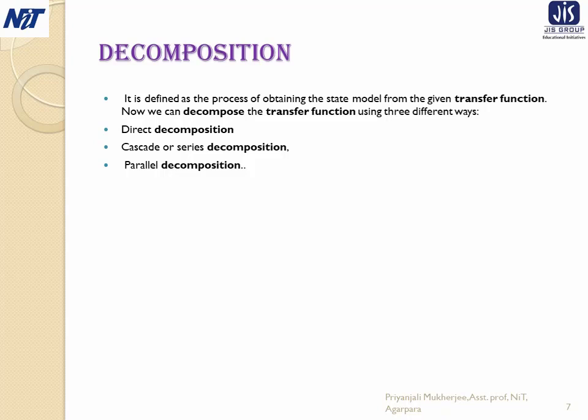So we can decompose the transfer function in 3 different ways. These 3 basic methods of decomposition of transfer functions are the direct decomposition, cascade or series decomposition, and the parallel decomposition. Now all of these 3 schemes of decomposition have their own merits and are best suited for a particular purpose. So let us discuss these 3 basic methods of decomposition.